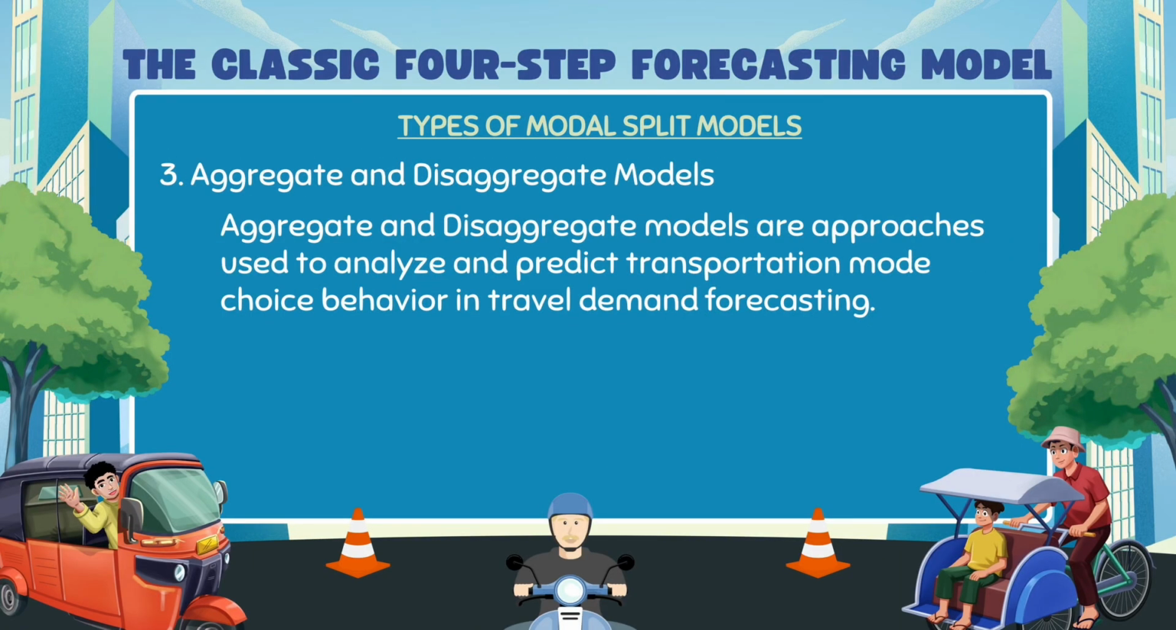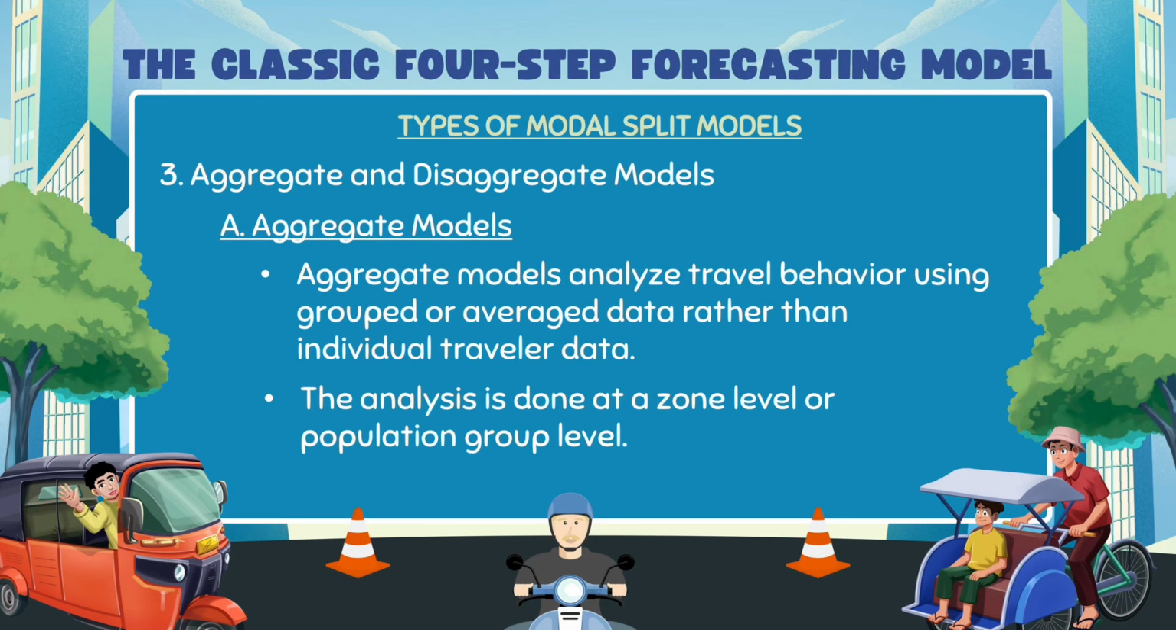So the third type of modal split models is the aggregate and disaggregate models. Aggregate and disaggregate models are approaches used to analyze and predict transportation mode choice behavior in travel demand forecasting. Aggregate models analyze travel behavior using group or average data rather than individual traveler data. The analysis is done at a zone level or population group level.